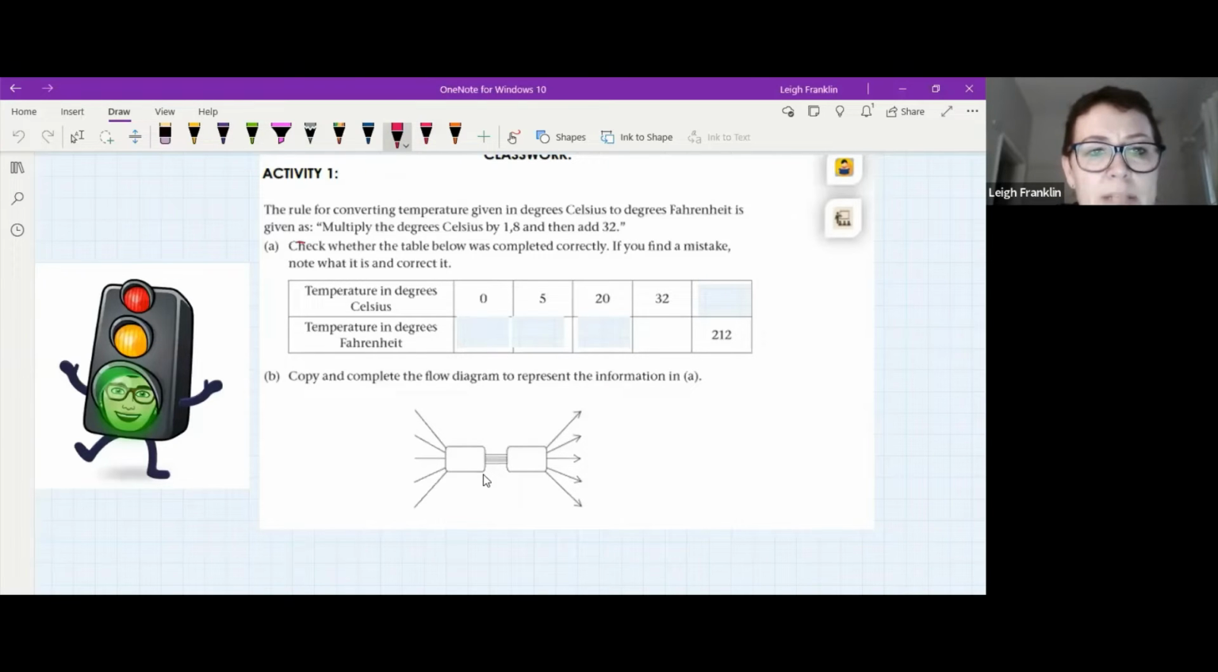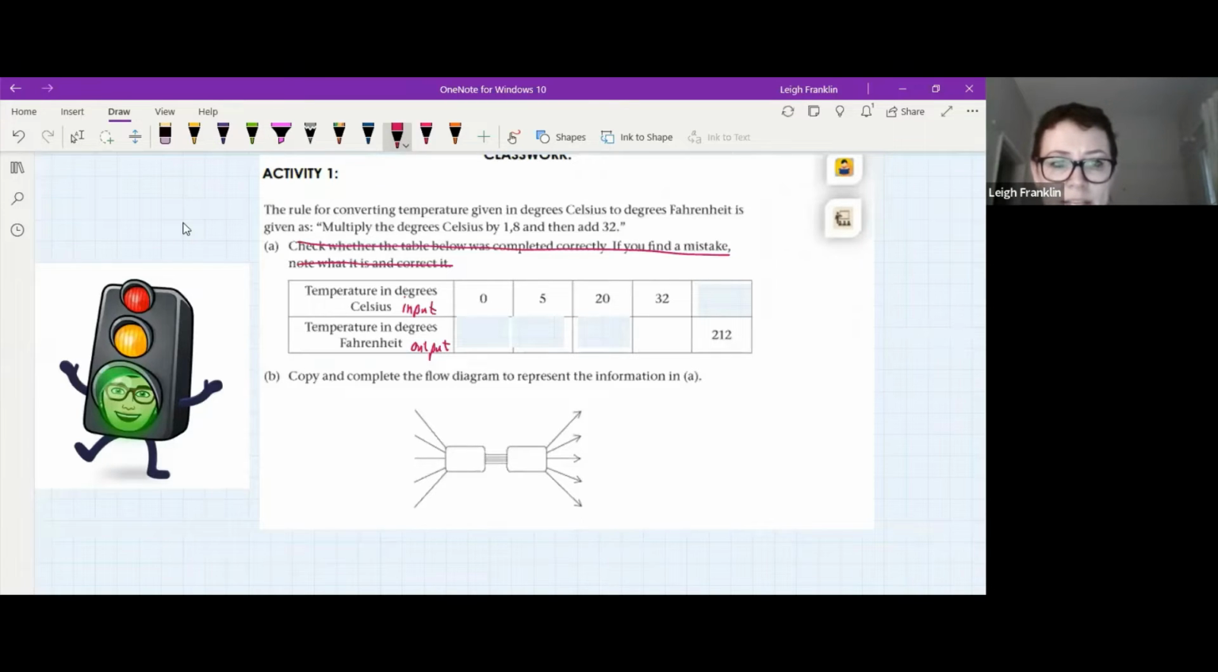I want you guys to have a look at what is going in. So temperature in degrees Celsius is our input. Temperature in degrees Fahrenheit is our output. Okay, so I can do the first one with you, for example. And then you guys are going to try 5 and 20 on your own. You're going to try 32 on your own, and then we're going to see how smart you are if you can work backwards from 212.